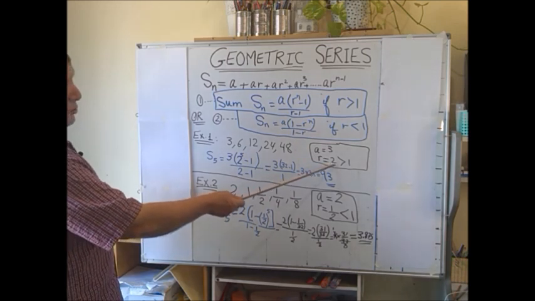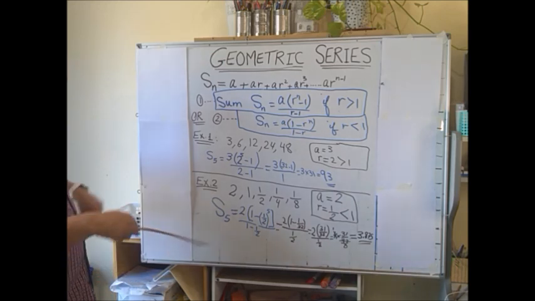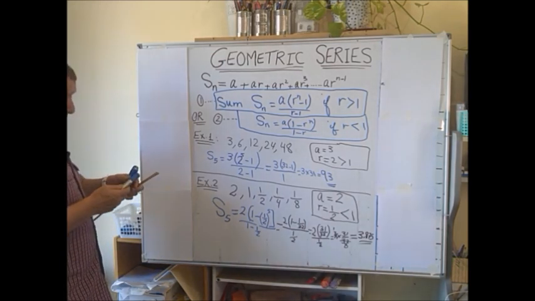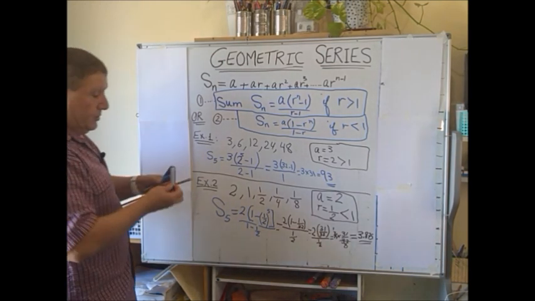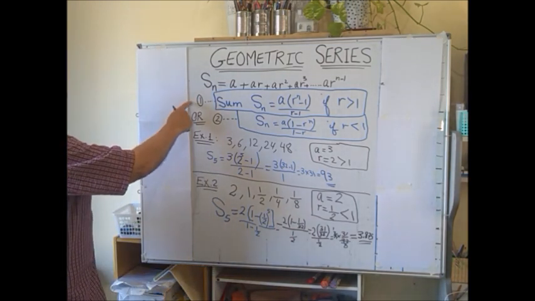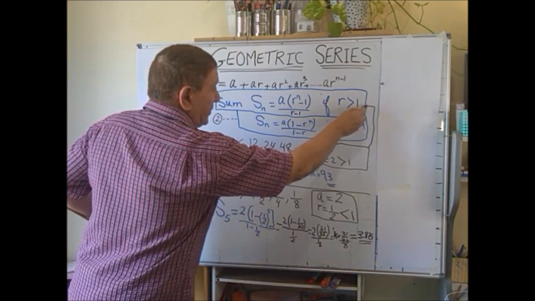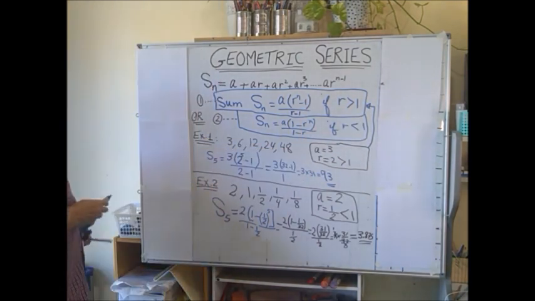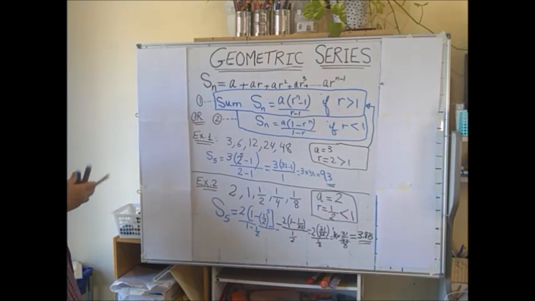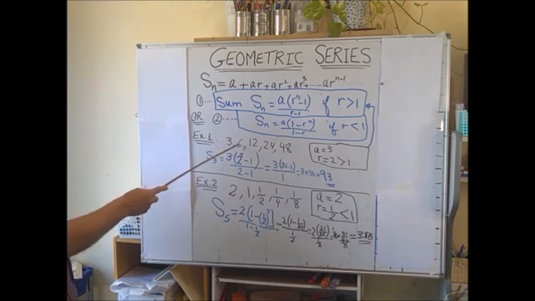r is equal to 2, so it's greater than 1. If it's greater than 1, which formula should we use? We should use formula 1. That is this one, the first one. So in this case, this is the one that applies. Formula 1. Okay, easy. We want to find the sum of the 5 terms.